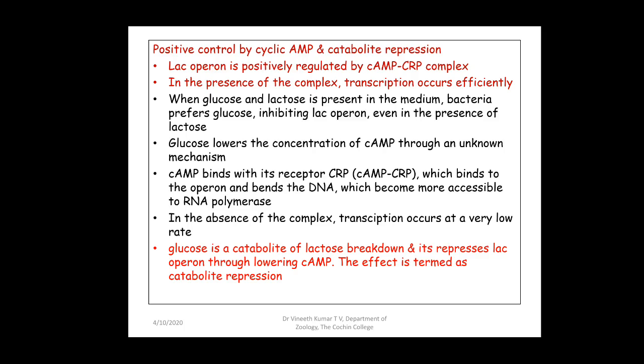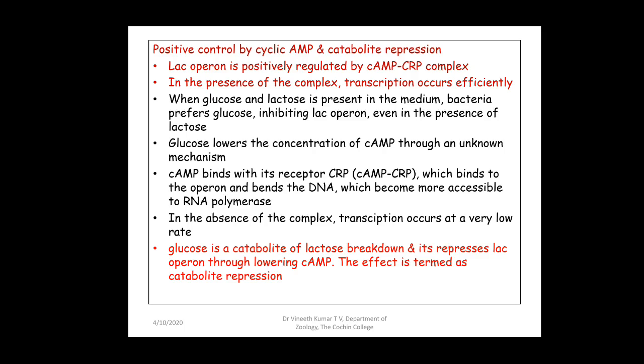So this cAMP, CRP is its receptor. That is, CRP is the cAMP receptor protein. This complex binds to the operon and bends the DNA, and it becomes more accessible to the polymerase. That is what is done by this complex. It will slightly bend the DNA, because it might be in a coil form, and it makes the RNA polymerase more accessible. As a result, transcription occurs more efficiently in the presence of this complex. In the absence of this complex, transcription occurs at a very low rate.